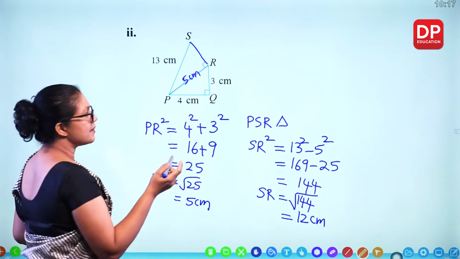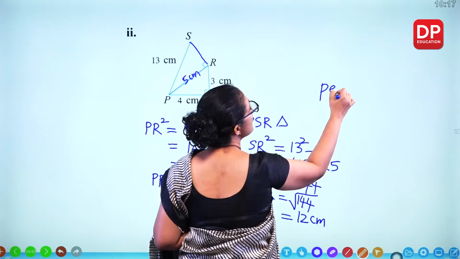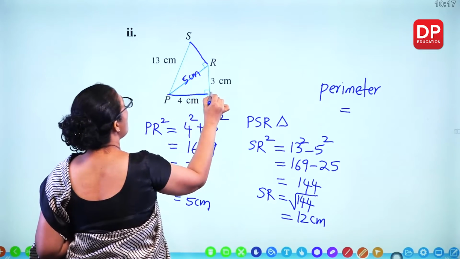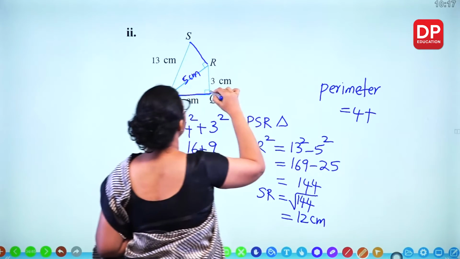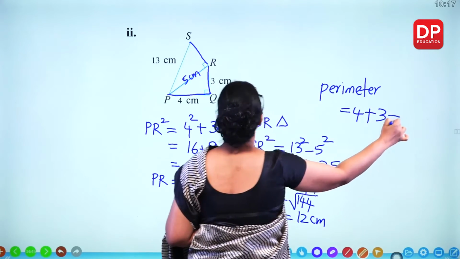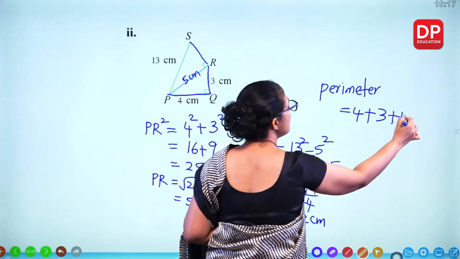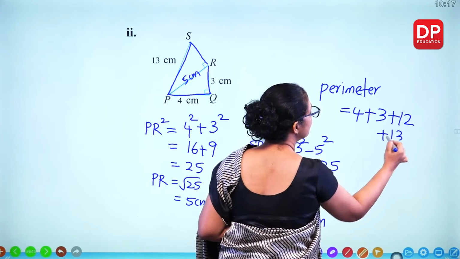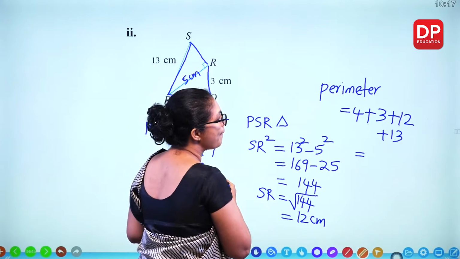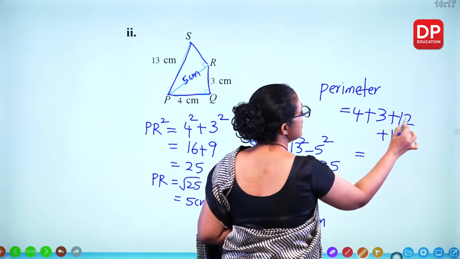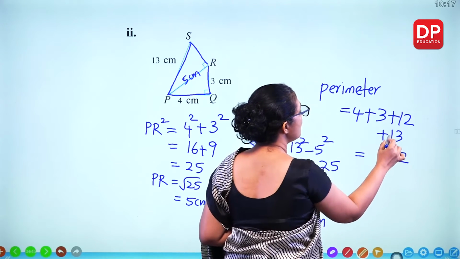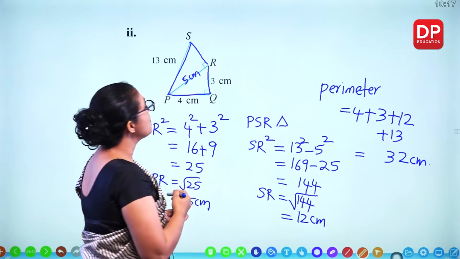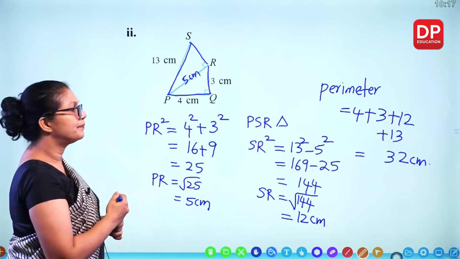So what's the perimeter? Perimeter of this figure is 4, 3, and SR is 12 and 13. Add it together. 7, 9, 12, 1 remaining, so 3. 32 centimeters is the perimeter of this figure.